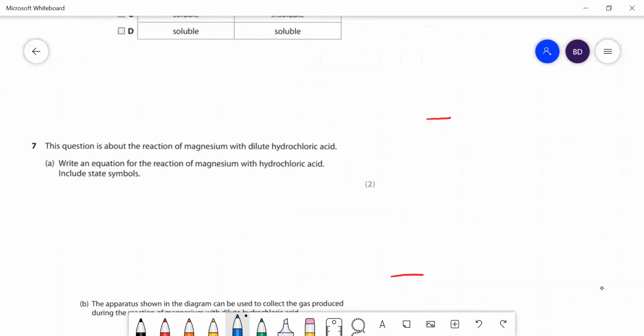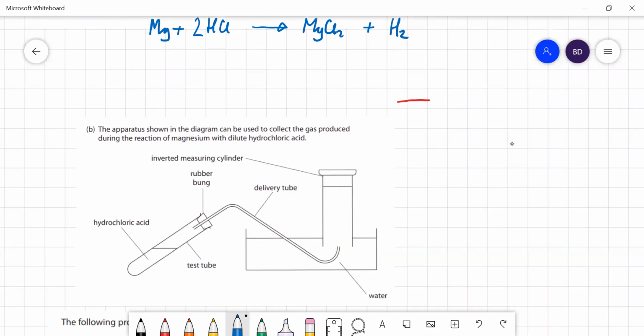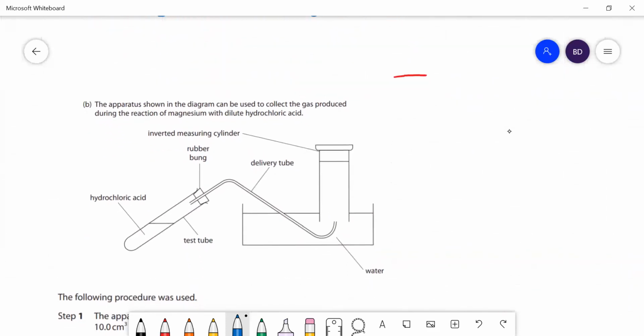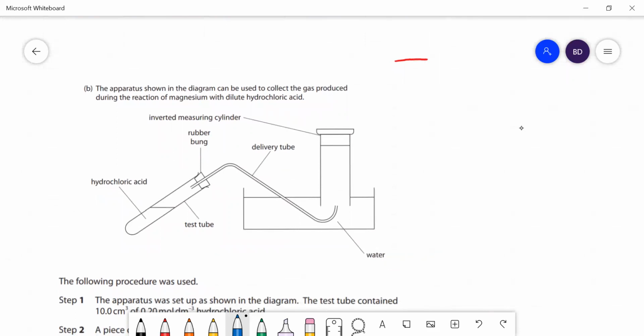Question 7, this question is about the reaction of magnesium with dilute hydrochloric acid. Write an equation for the reaction of magnesium. That's pretty straightforward. So Mg plus HCl is going to give you magnesium chloride, MgCl2, because magnesium is a 2+ ion, of course, and you will get hydrogen gas as well. So we need to balance that, put a 2 there. The apparatus shown in the diagram can be used to collect the gas produced during the reaction. So we've got hydrochloric acid, and the hydrogen gas is going to bubble up into the inverted gas jar.